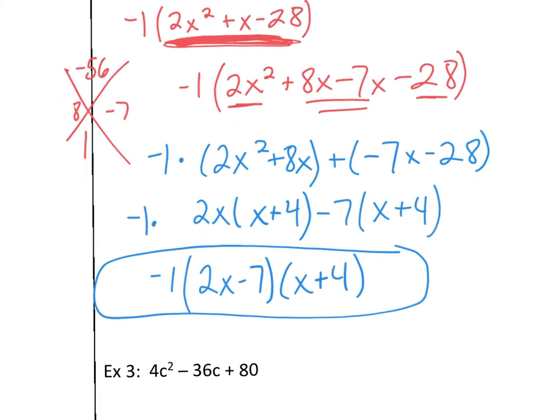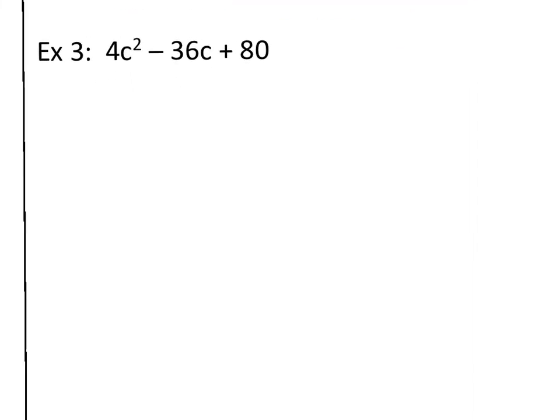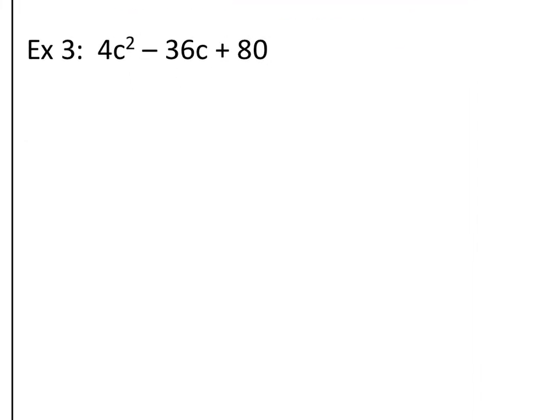Number 3. Uno, dos, tres. First things first. Do we have a GCF? 4. Cool. We'll pull out the 4. What's going to be left? Perfect. Now what?